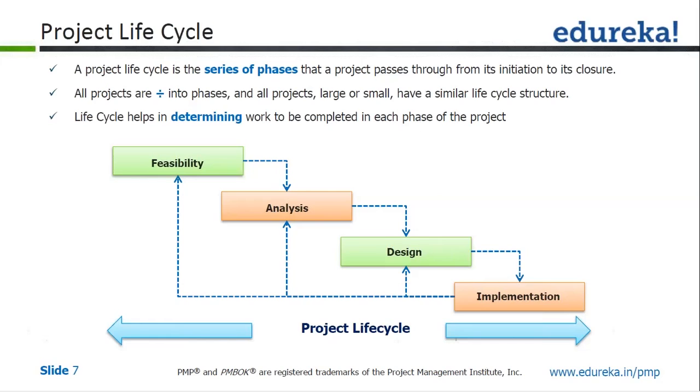What you need to remember here is all projects are divided into phases. This is a generic statement, and they will have a similar life cycle structure, but it will not be the same. Some projects may have fewer phases, say a small project. A large project may have more phases. That is also a possibility. We'll see first the generic life cycle structure, which covers all the projects in one common structure, and we'll see the specific life cycle structure also. The one that is shown here is not a generic life cycle structure.